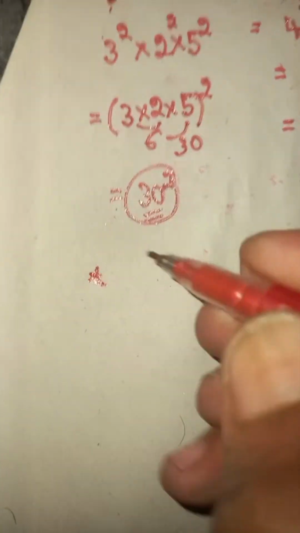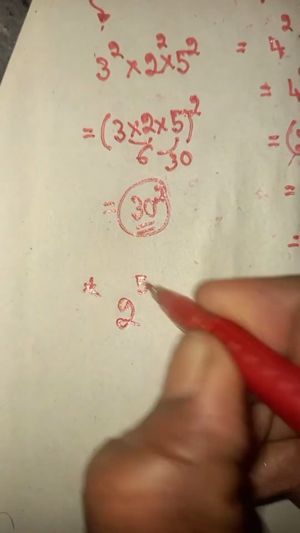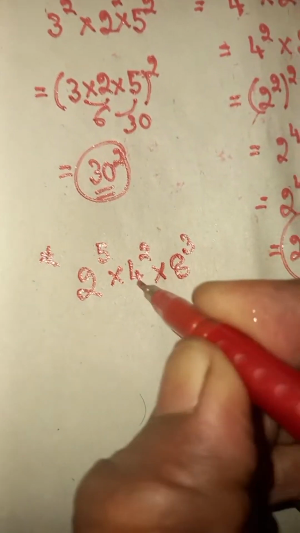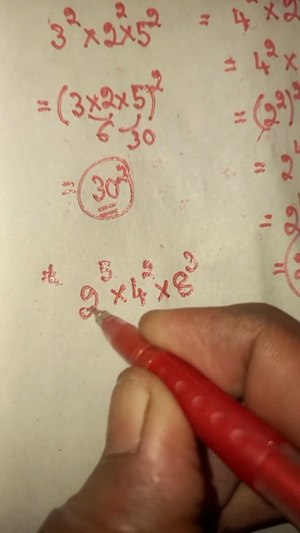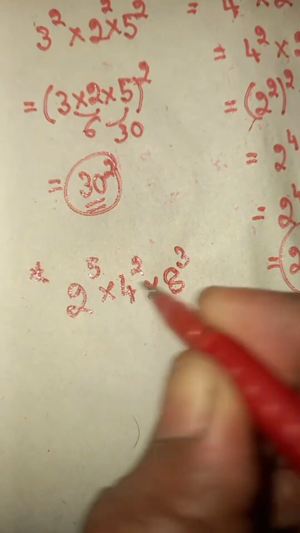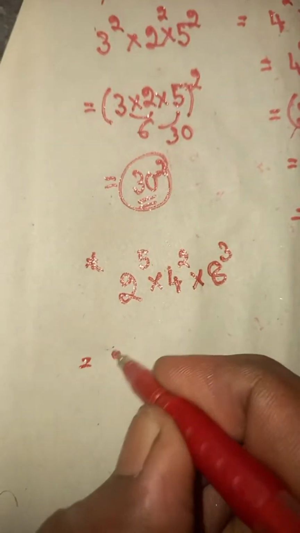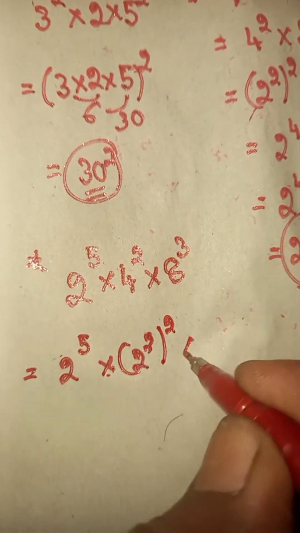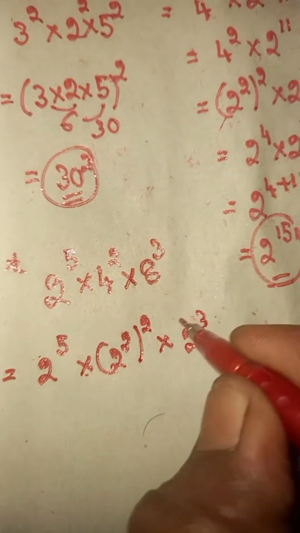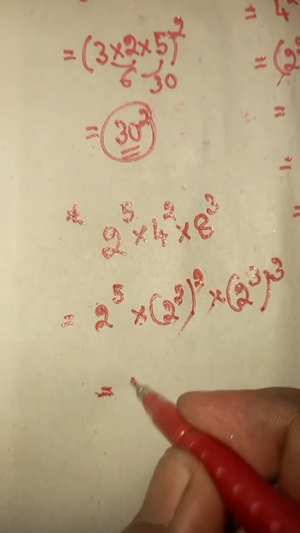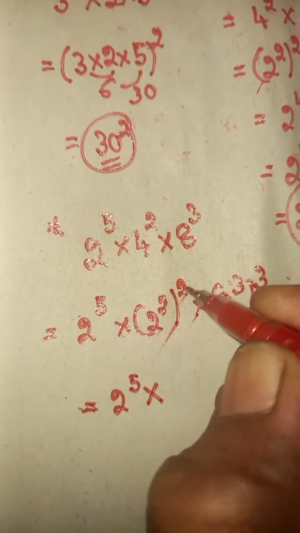Let's take one more problem. Here you can write like this, that is multiplying 2 power of 5 times 4 square times 8 power of 3. Now you need to simplify. 4 you can write in terms of 2, that is 2 square, and 8 also you can write as 2 cube. Let's take all of those to base 2. Let's write 2 power of 5 as it is, 4 as 2 square whole square, and 8 as 2 cube whole cube. Now multiply inside and outside numbers in the bracket. That is 2 power of 5 times 2 times 2 is 4.